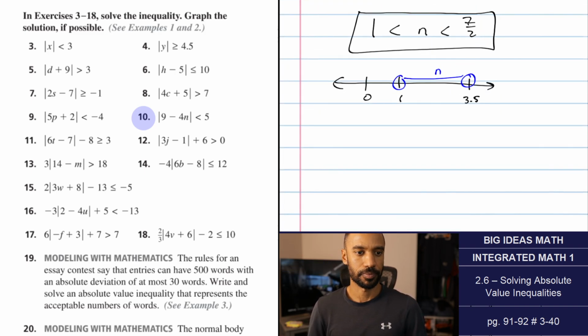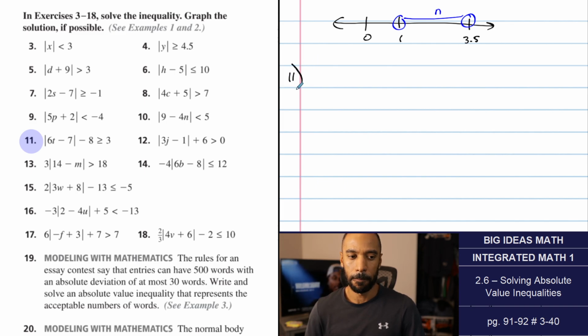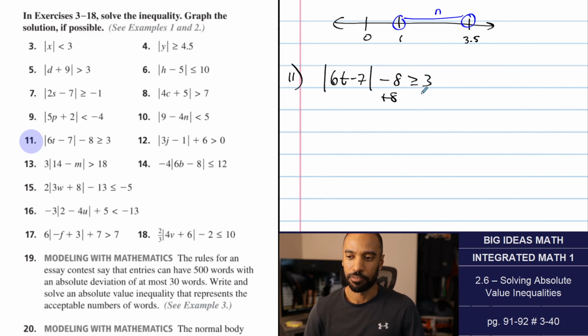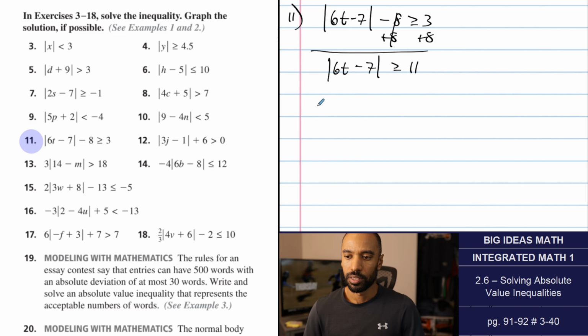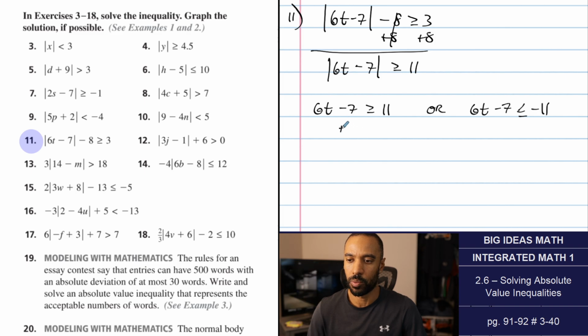But that set should. Now, number 11 and onward seem to be problems where the absolute value quantity is not yet isolated, so we've got to make that so. We have 6t minus 7 wrapped in the absolute value. Here's a minus 8. So before we split our condition, we first have to add 8 to both sides, and then we'll get things sorted out. Absolute value of 6t minus 7 is greater than or equal to 11. So this is either greater than or equal to positive 11 or less than or equal to negative 11. Hopefully you're catching on to how this split works, when it does, and why we do what we do.